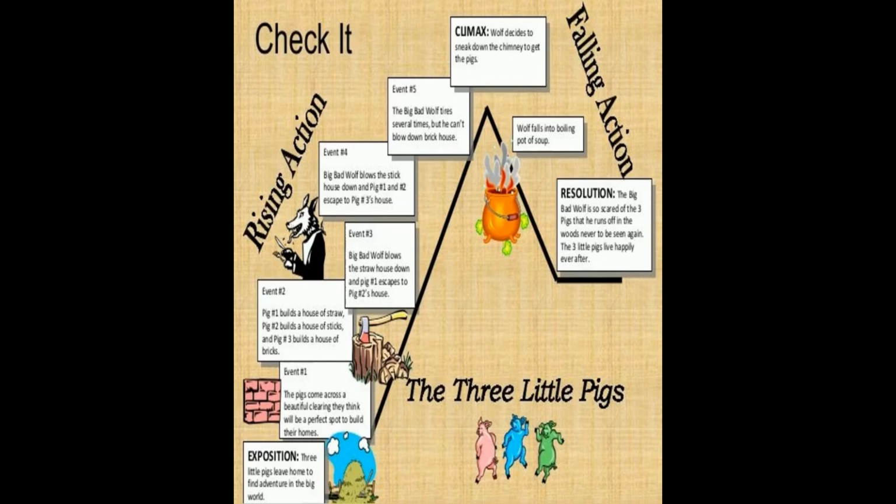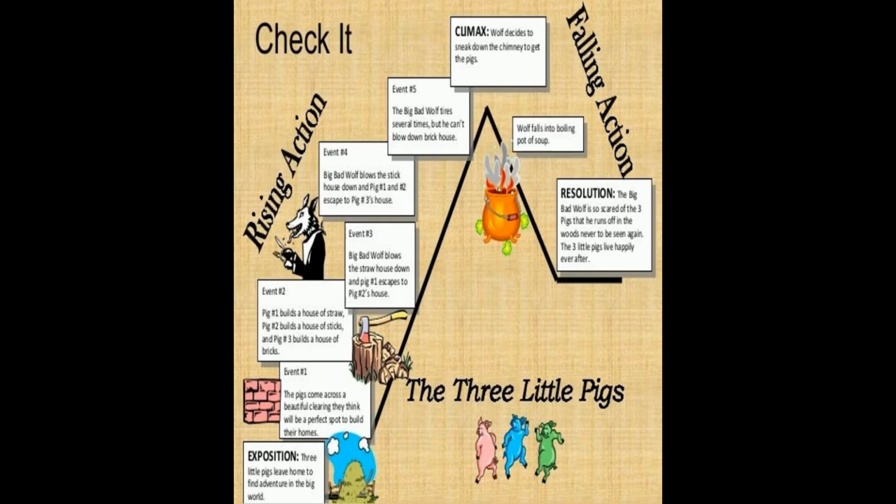Event 3. Big Bad Wolf blows the straw house down, and the first pig escapes to the second pig's house. Event 4. The Big Bad Wolf blows the stick house down, and the first pig and second pig escape to the third pig's house. Event 5. The Big Bad Wolf tries several times, but he can't blow down the brick house.